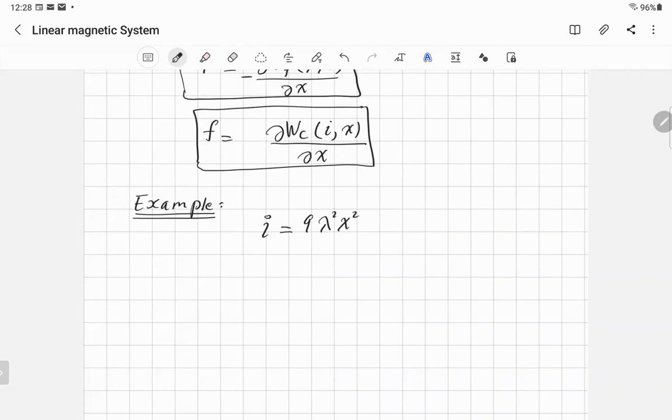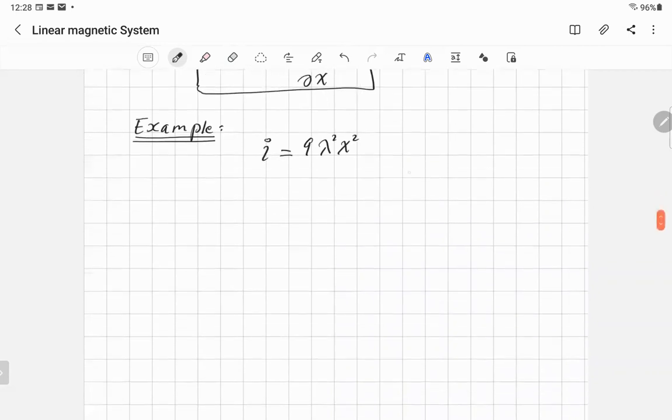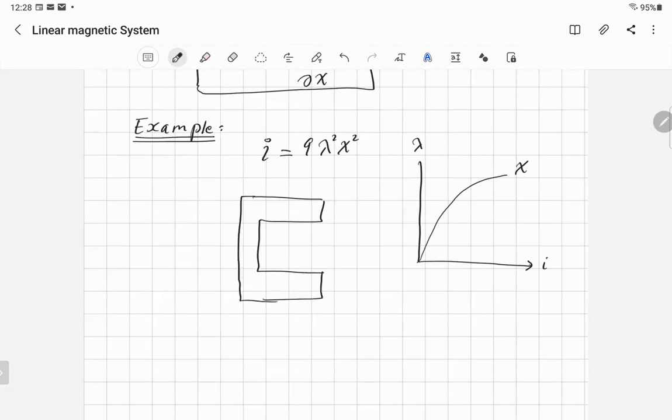You might ask why I or lambda will be a function of x. Let me refresh your memory. The relationship between the current and lambda, let's say that we are taking this one, was measured at a certain gap or certain x. What's x? If you have this electromagnet and you have the movable part, the one that can move, so you have a gap here. So that's x. According to the gap you're leaving, the flux will change, because the flux has to go through the whole thing.